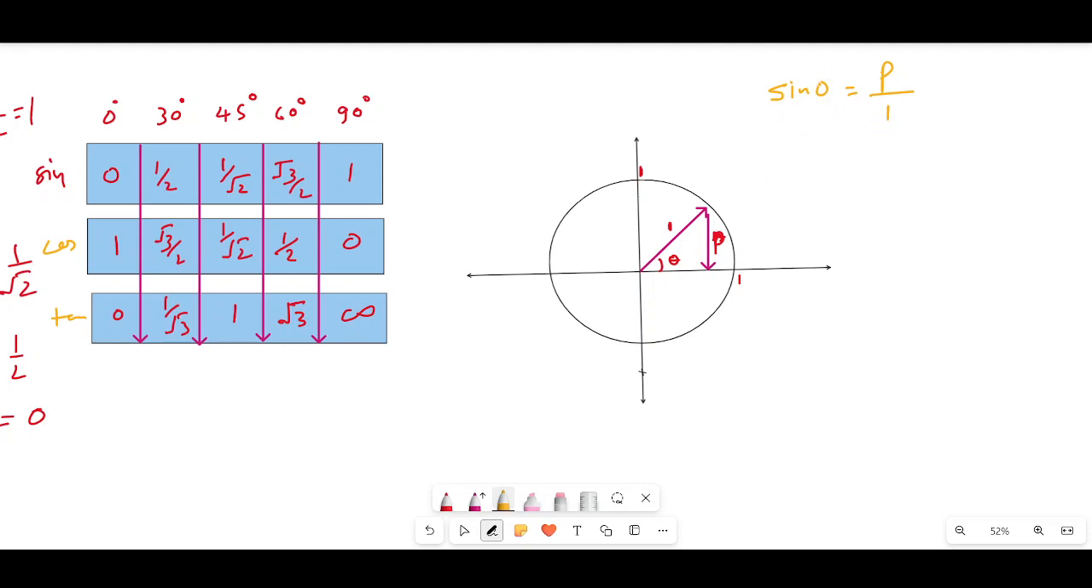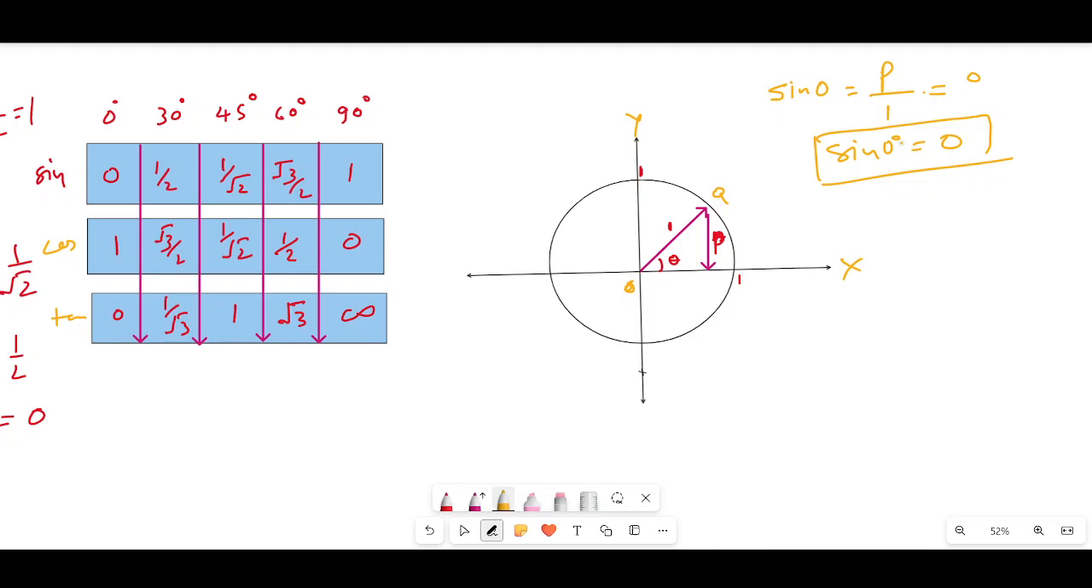Now 0 degree means there is no p, there is no perpendicular. That means this line is 0, and this is 0, q is superimposed on this xy plane. Clear? On the X axis. Then there is no move, it is not raised up, so we can write p as 0. Clear? So sine 0 degree is 0.